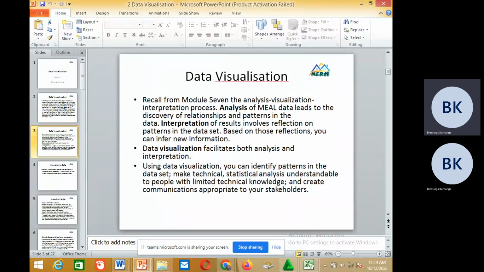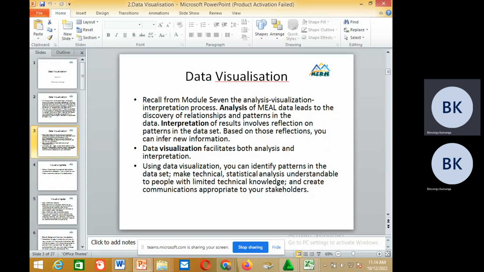So recall from the previous modules that you have analysis, visualization, and interpretation processes. Basically, after you analyze, that's when you visualize, and then you interpret the data. You'll be able to see whether there are upward trends or downward trends, or constant and changing trends in the data. So analysis of new data leads to the discovery of relationships and patterns in the data.